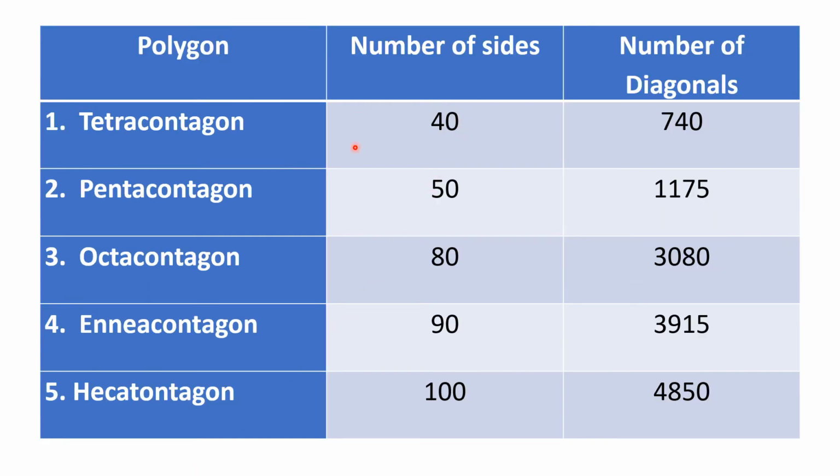So we have our answer: tetracontagon, 40 sides, pentacontagon, 50 sides, octacontagon, 80 sides, enneacontagon, 90 sides, and hecatontagon, we have 100 sides. So for our number of diagonals, we have the following answer. So kindly check your answer.